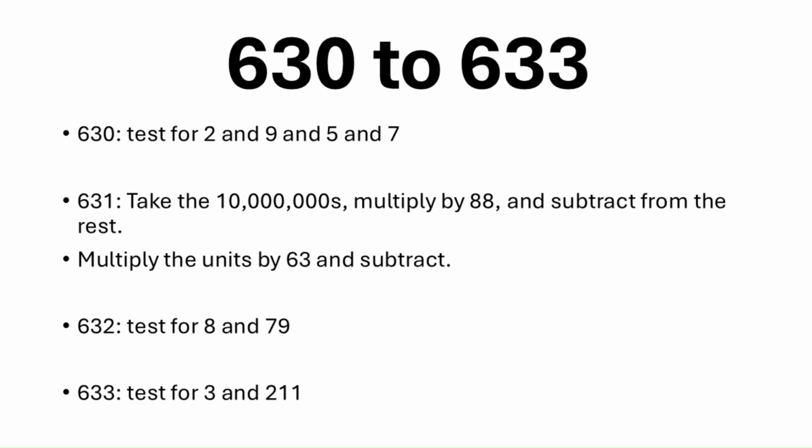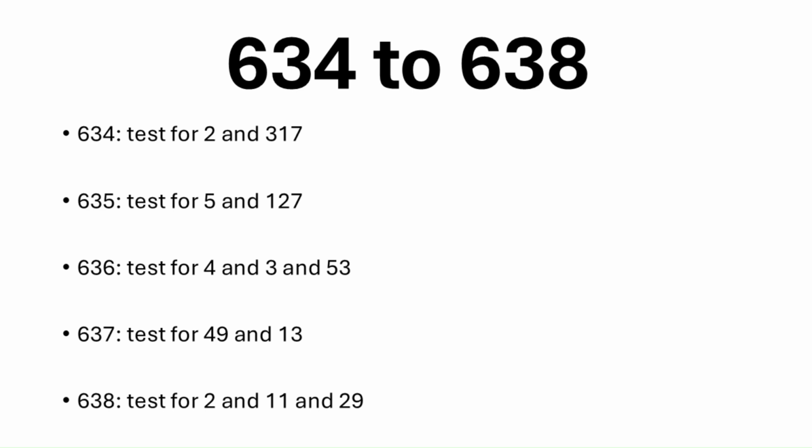631, take the 10 millions, multiply by 88, and subtract from the rest. Multiply the units by 63 and subtract. 632, test for 8 and 79. 633, test for 3 and 211. 634, test for 2 and 317.